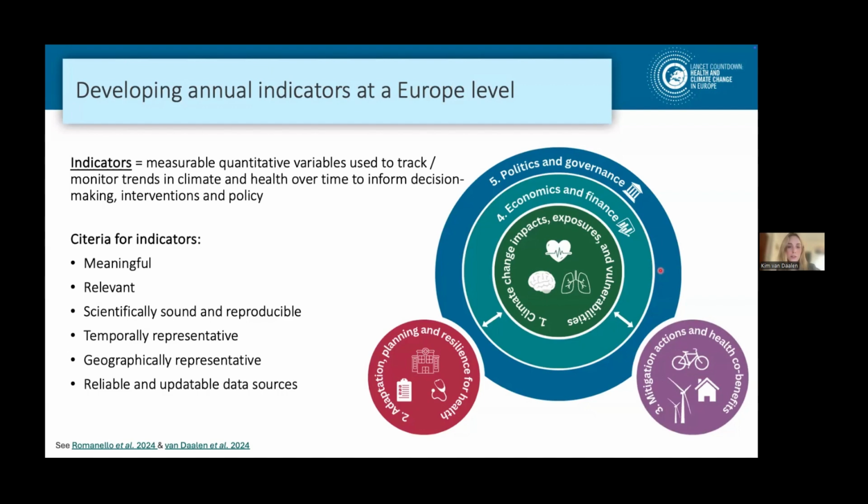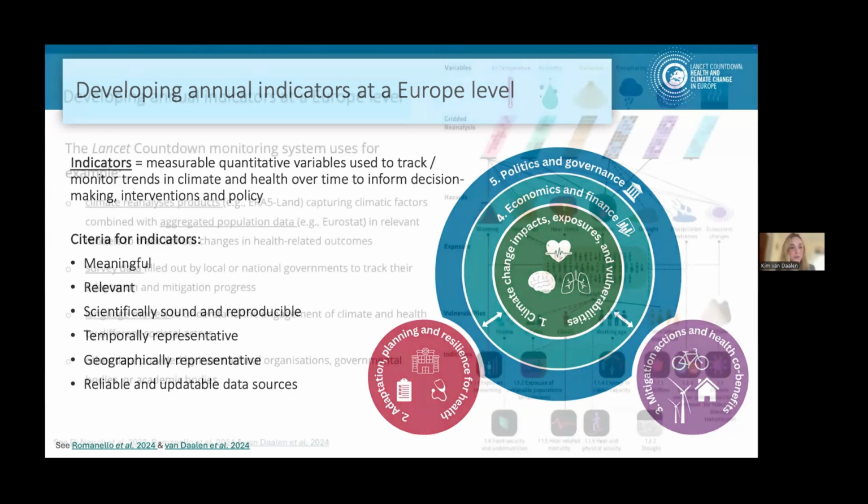So for the World Health Organization European report, we try to include all the World Health Organization region countries, which are 53 countries. But because the data availability is often better for the EU and the UK countries, we tend to mostly focus on them for a majority of the indicators. And of course, the data that underlies the indicators needs to be reliable and updatable.